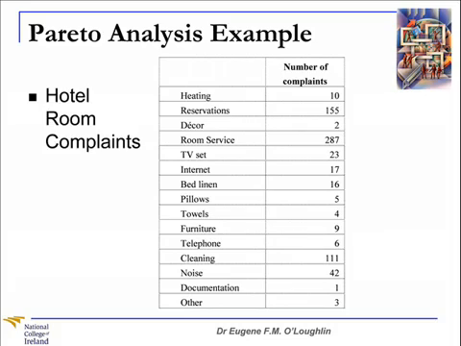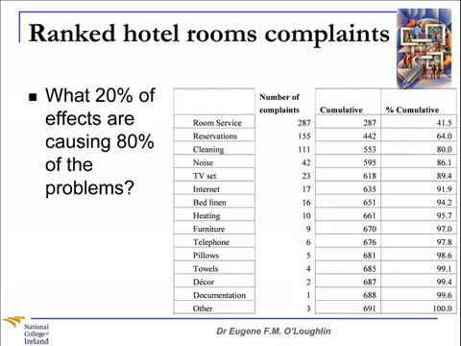So when we look at working with these data, the first thing that we need to do is identify what 20% of effects are causing 80% of the problems. So we rank order our complaints according to the number of complaints, with the highest at the top and the lowest down at the bottom. As you can see in our first two columns here, we have our types of complaints listed and the number of complaints for each category.